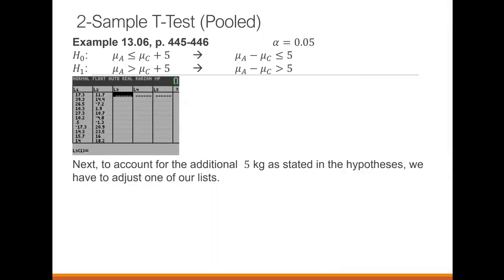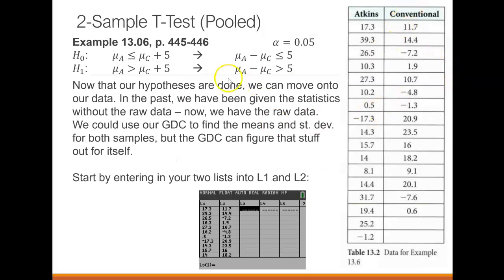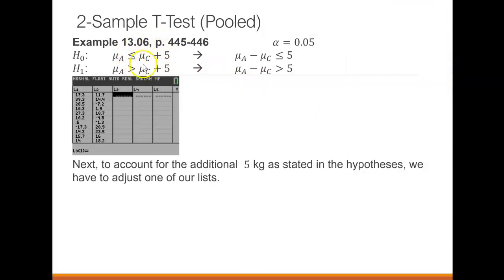So next, we have to account for that extra 5 kilograms. So we're going to adjust one of our lists. Which list do you suppose is the one that we adjust? List 2. Because it's the conventional, and the way we wrote our hypotheses was the conventional plus 5, right? So what I'm going to do is move my cursor onto the L3 title there and press enter. And then type in L2 plus 5.